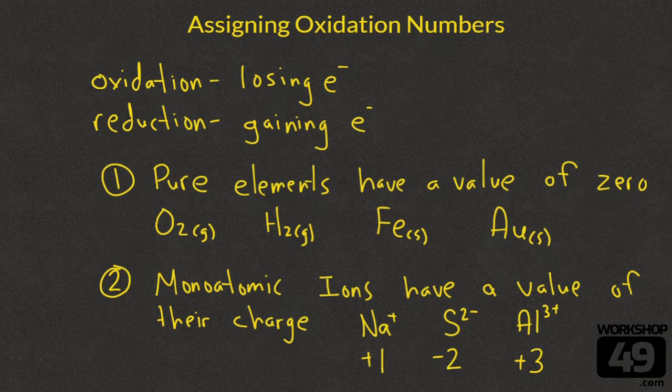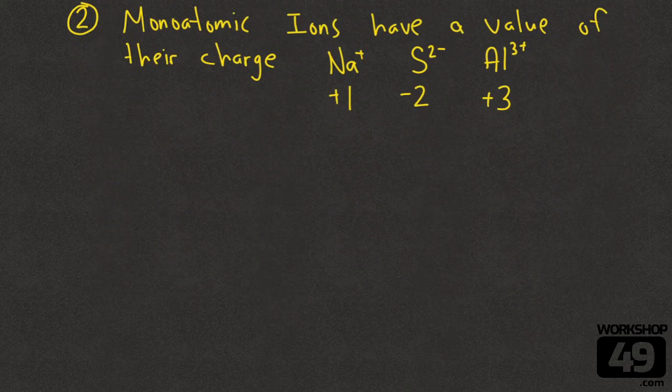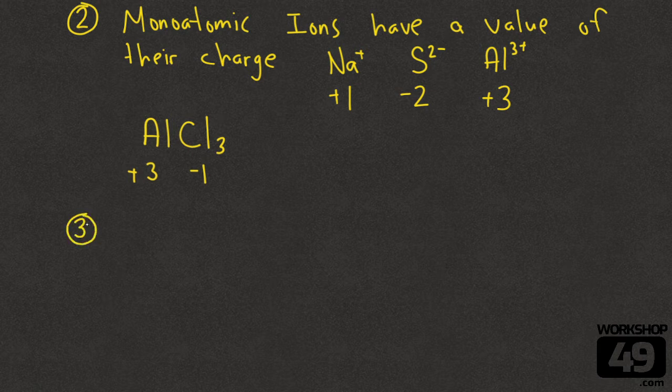There's one extra part of number 2 that I don't want you to miss: even if these monoatomic ions are part of a compound, they retain those oxidation numbers. If we have aluminum chloride, the aluminum still has an oxidation number of +3, and the chloride has an oxidation number of -1. Ionic compounds are pretty straightforward. That's not where the problem comes from. Oxidation numbers are going to help us later with molecular compounds.